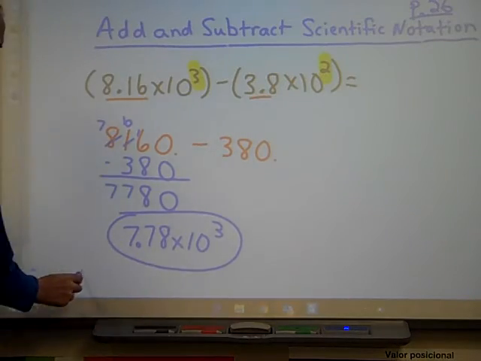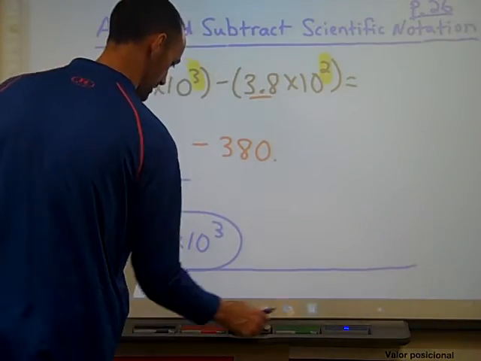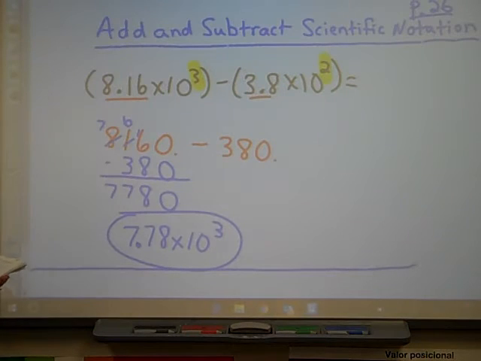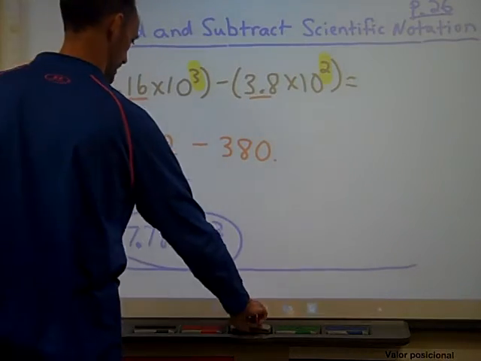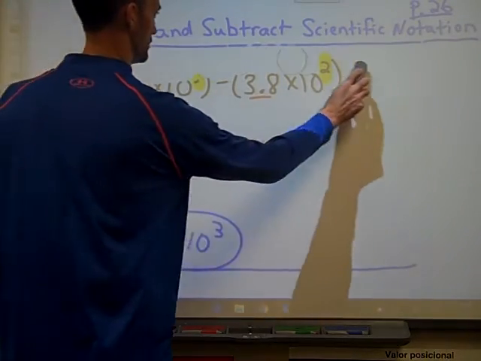Okay? Again, put a line underneath that one. If you have room to do a few more examples, you may do that on 26. Otherwise, you may go on to page 27.